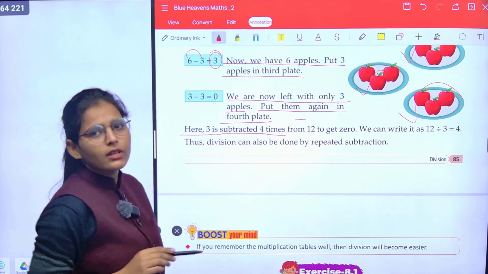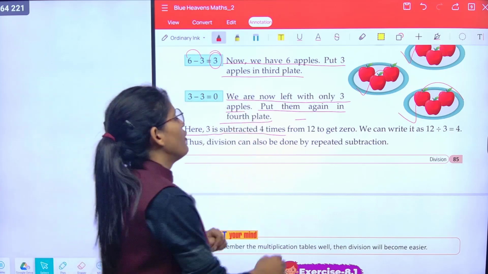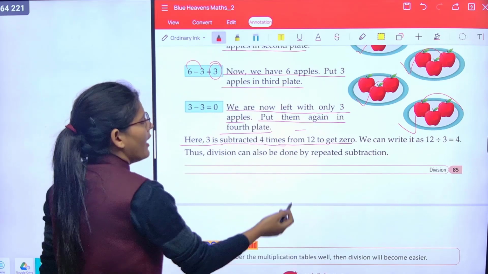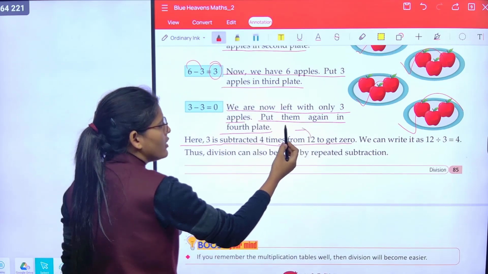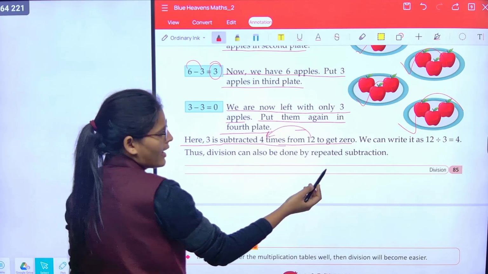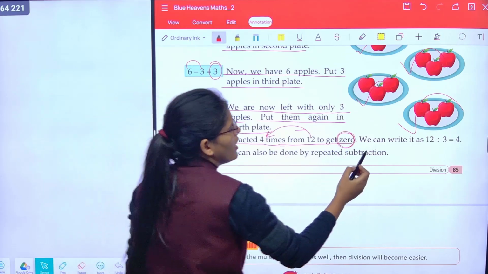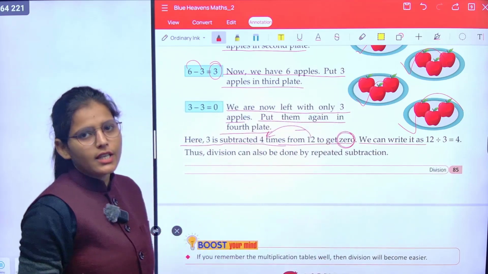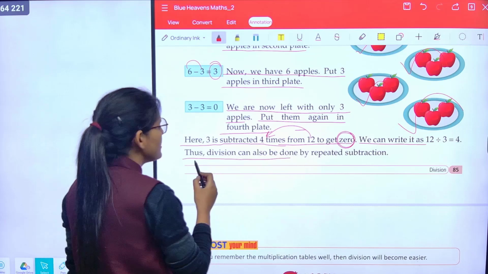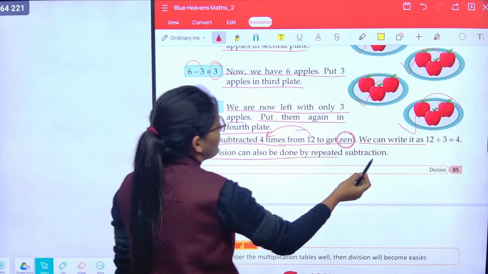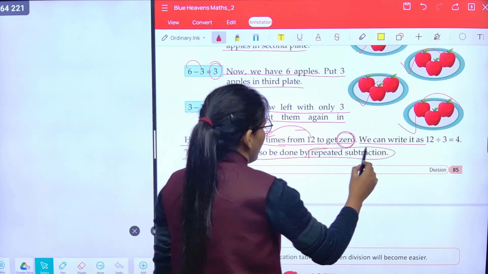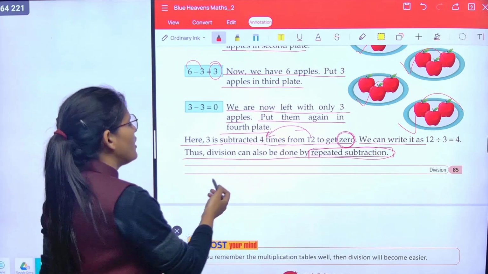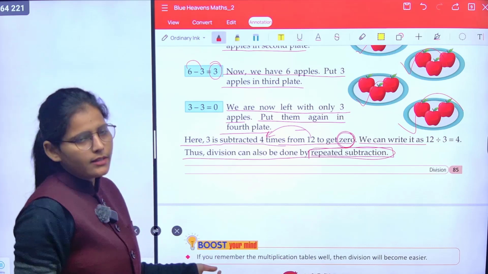Now हमने 3 को कितनी बार subtract किया? 4 times from 12 to get 0. Yes class, here हमने 12 में से 3 को 4 times subtract किया है. क्या करने के लिए? To get 0. We can write it as 12 divided by 3 is equal to 4. This division can also be done by repeated subtraction. Division is also called repeated subtraction.